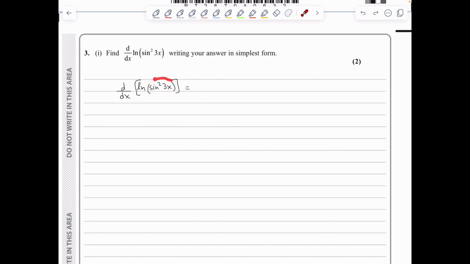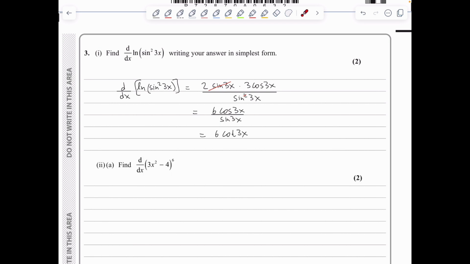Well, the derivative of sine squared 3x means we get the power down of 2. We deduct 1 from the power, so it's sine of 3x times the derivative of sine 3x, which is going to be 3 cos of 3x, over the inside, which is sine squared 3x. Now we can see that the sine 3x cancels out with the sine squared 3x, leaving a sine 3x in the denominator. So we're looking at 6 cos of 3x over the sine of 3x, which of course simplifies to 6 cot of 3x.